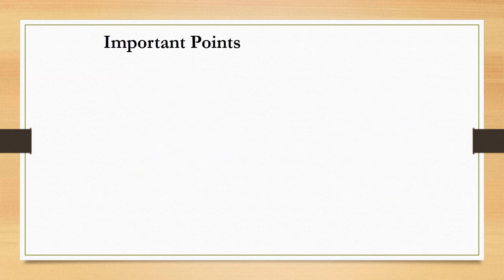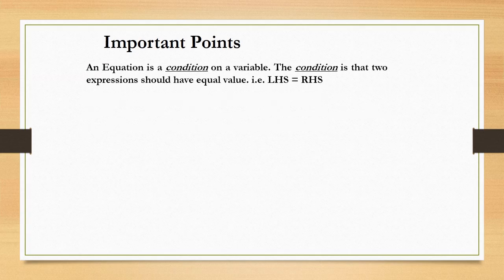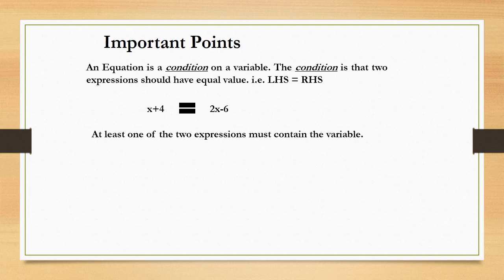Let's summarize some important points. An equation is a condition on a variable. The condition is that two expressions should have equal value. That means left hand side is equal to right hand side. For example, x plus 4 is equal to 2x minus 6. At least one of the two expressions must contain the variable. In our case here, x plus 4 equal to 7. That means the left hand side of this equation contains a variable x.